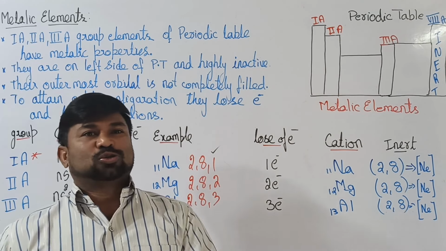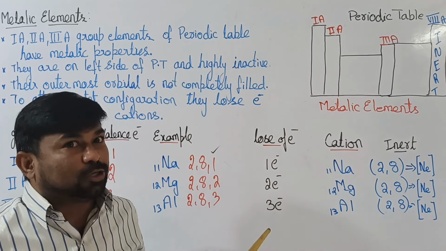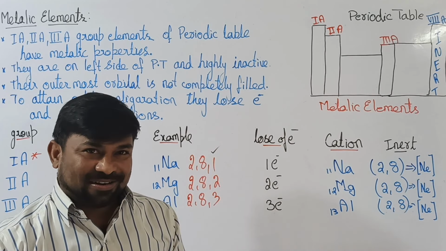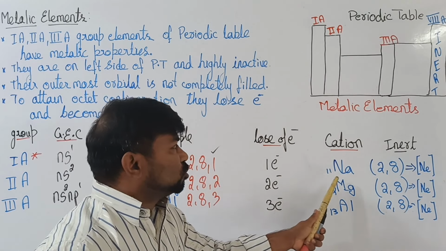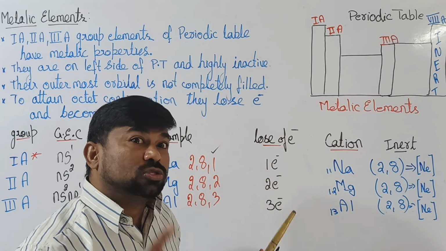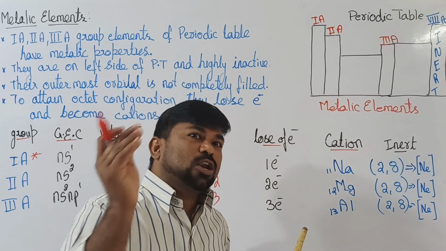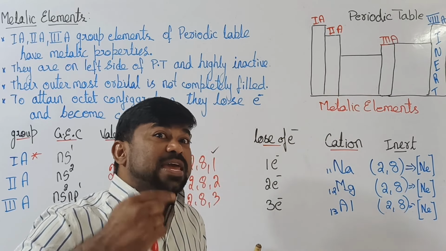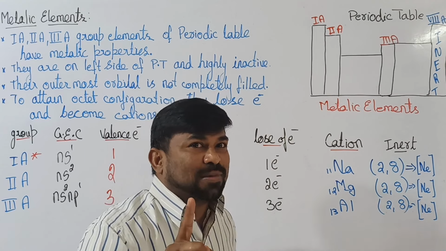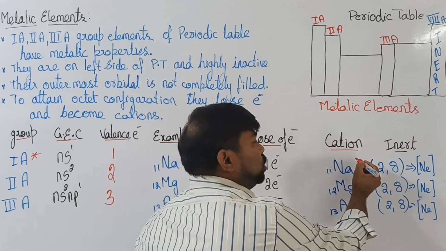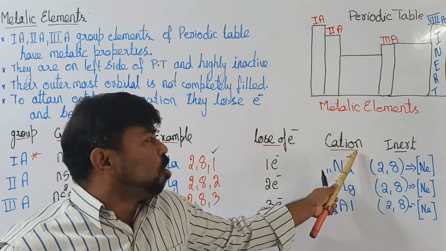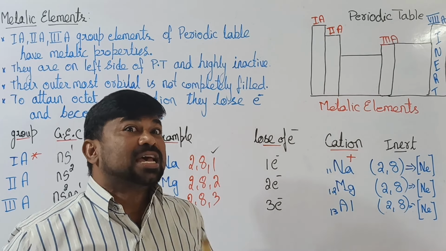If they lose those 1, 2, 3 electrons respectively, what do they become? They become what we call cations. Why? If you check sodium, atomic number 11, how many electrons does it lose? 1 electron. If it loses 1 electron, it will have 1 extra positive charge. So it is not an atom now, it is an ion, a unipositive ion. All these positive ions we call cations.